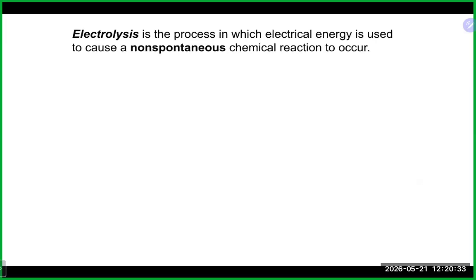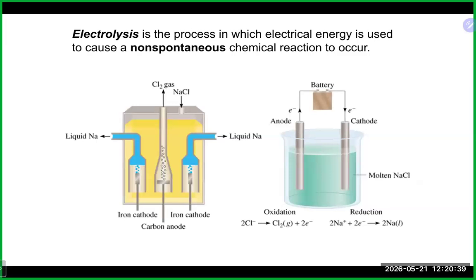All right, let's talk about the last thing in this chapter, which is electrolysis. Electrolysis is the process in which we apply some type of electrical current to cause a non-spontaneous process to occur. It is sort of like breaking things apart into their elements in a lot of cases.